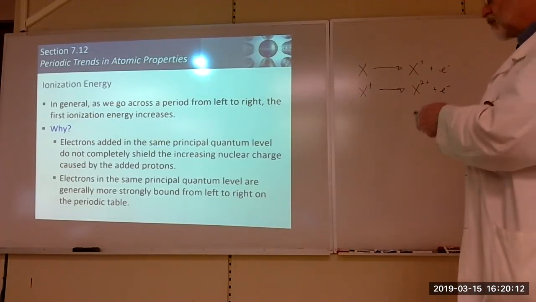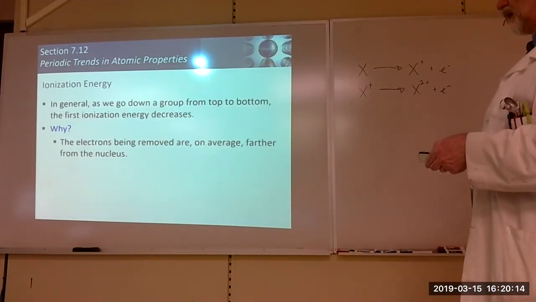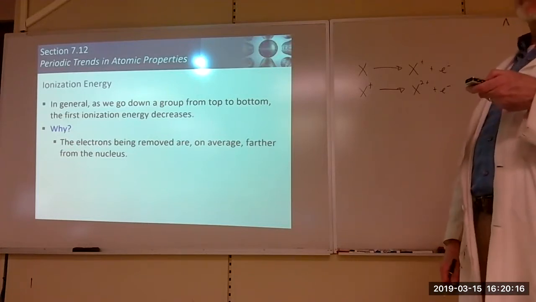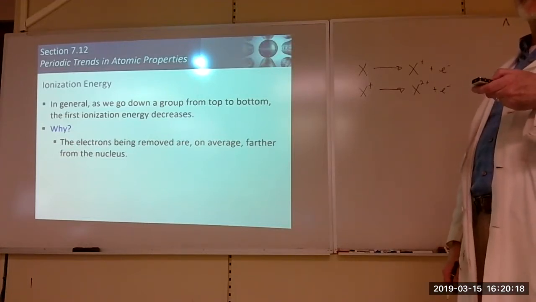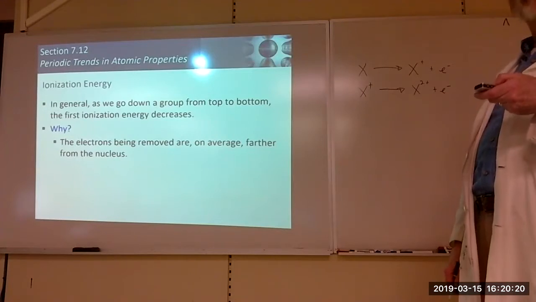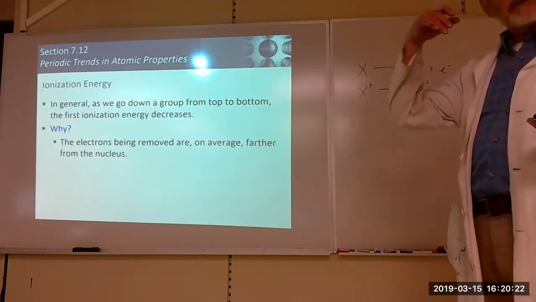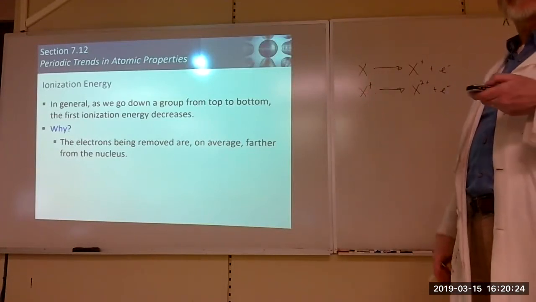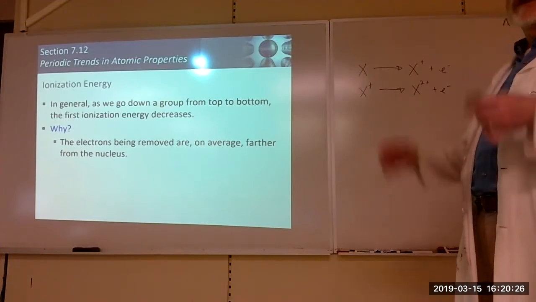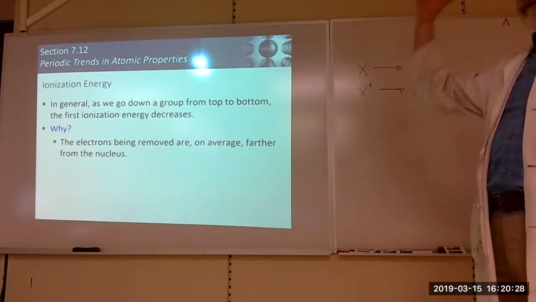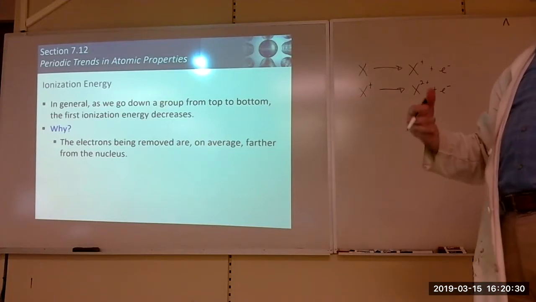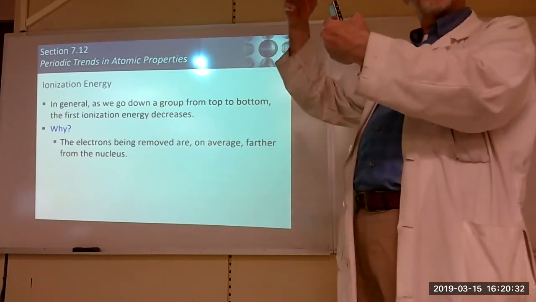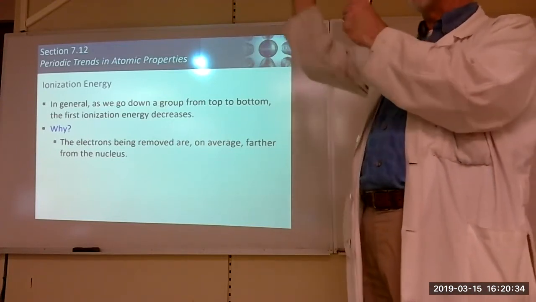But as you move in the group from top to bottom, say we went from bottom to top, ionization energy increases. But from top to bottom, ionization energy decreases. The reason it decreases from top to bottom is you're adding energy levels further and further away. So that means they're already at a higher energy level. You just add and need less energy to get them off.